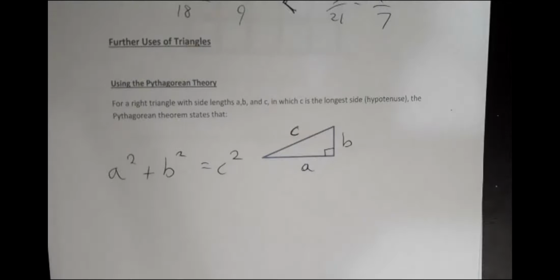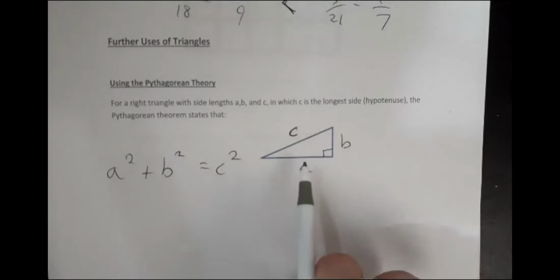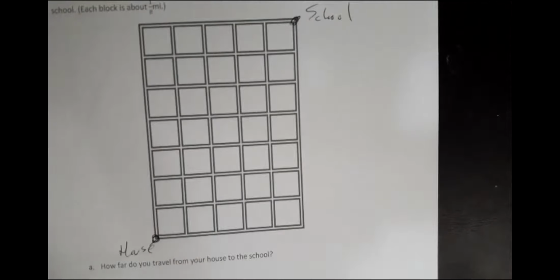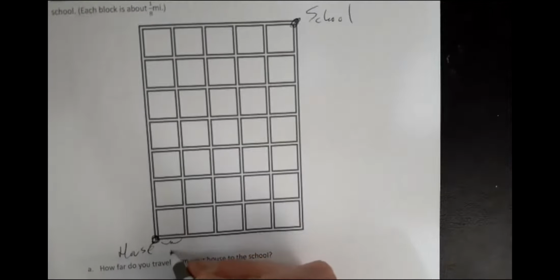If we have a right triangle, we can find the hypotenuse. Now we want to look at this problem. You travel 5 blocks east and 7 blocks north from your house to school. Each block is 1/8 of a mile. So down here, I guess, is my house. Up here is the school. And each one of these blocks is going to be 1/8.